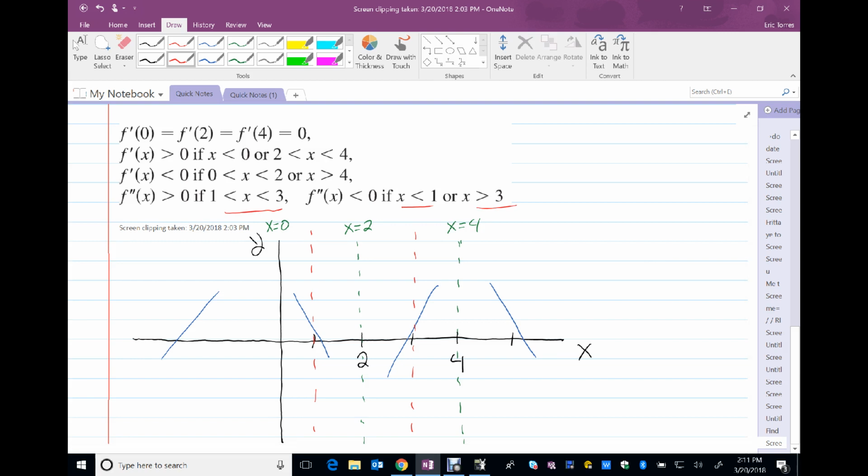From here, I've got some good insight. I'm going to go ahead and make a graph now that has all those characteristics. Here's a critical point, and the function is increasing everywhere else. Now, I have another critical point at x equals 2, which must be a local minimum because my function's going down to it and it's going up after it.